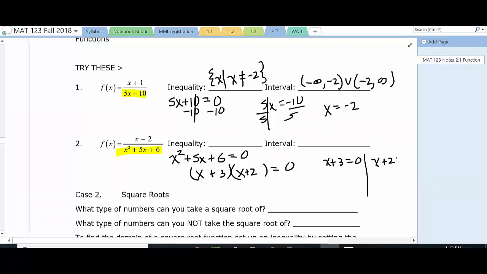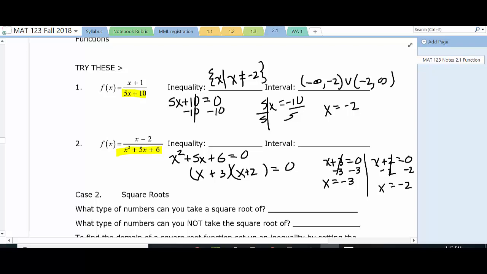So if you factor this, you've got to solve those two equations. There's going to be two numbers that cause that denominator to be 0. And you can do this in your head. You can subtract 3 there. That would be x is negative 3. Over here you could subtract 2. That would be x is negative 2.